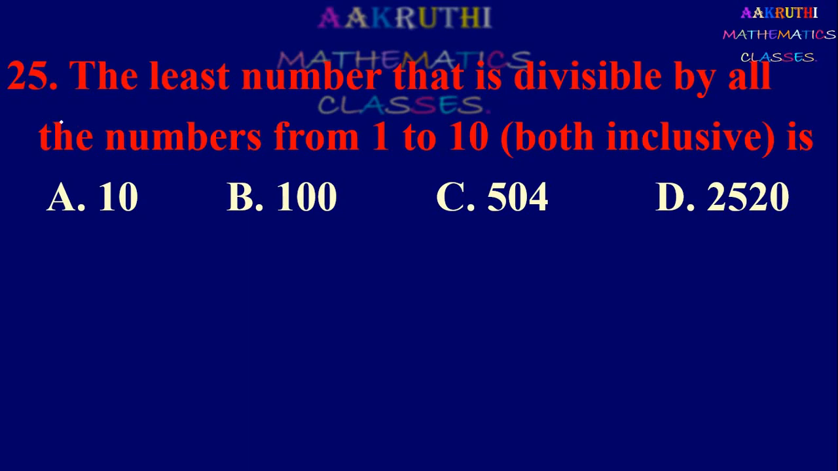So next, question number 25. The least number that is divisible by all the numbers from 1 to 10 is. So here, instead of finding the number, we check which option is divisible by all of them. So here 10 is not divisible by 3.